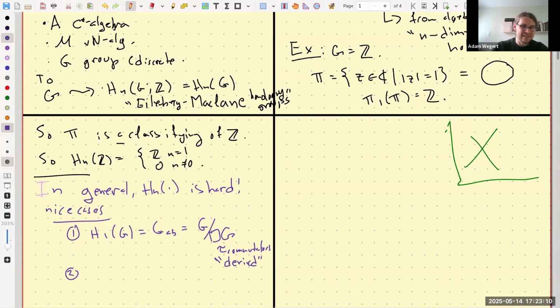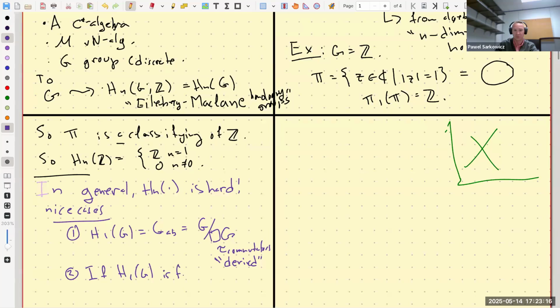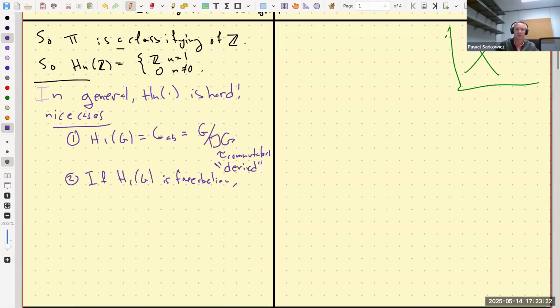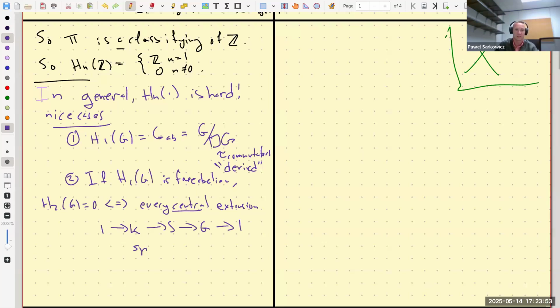Okay. So if H1 of G is free, so it's an abelian group, so free abelian, then we actually have a characterization of when H2 is 0. And I'll get to some examples in a second. This is kind of dry for now. H2 is 0 if and only if every central extension, so we'll write this as 1, K, S, G, central meaning that K is in the center of S, if every central extension splits.